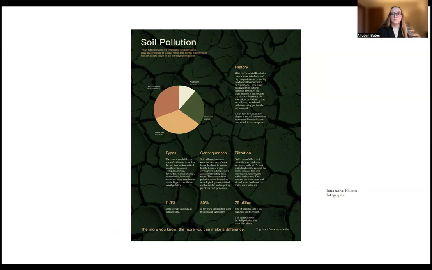It includes information about history, the different types of pollutants, different consequences and dangers to soil pollution, as well as how soil acts as a filter. There's also some included information about statistics as well. I learned a lot through this exhibition, and I'm really grateful for those design lessons, which I was able to apply to my exhibit book.